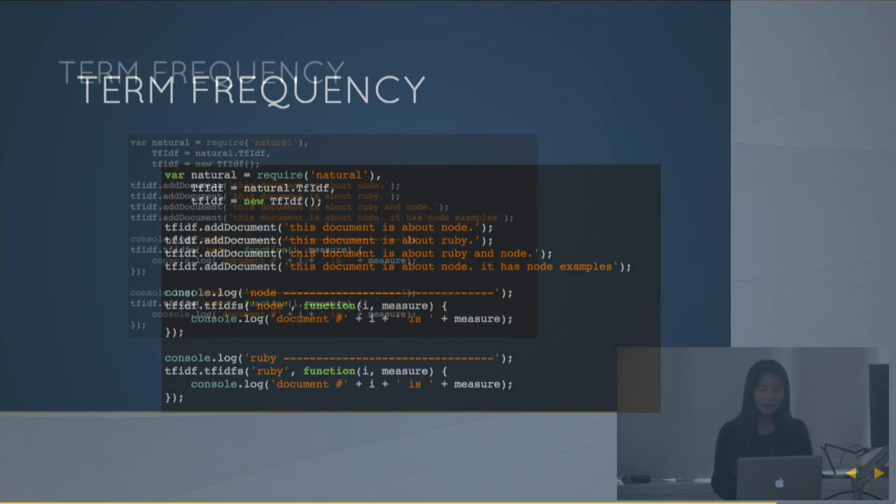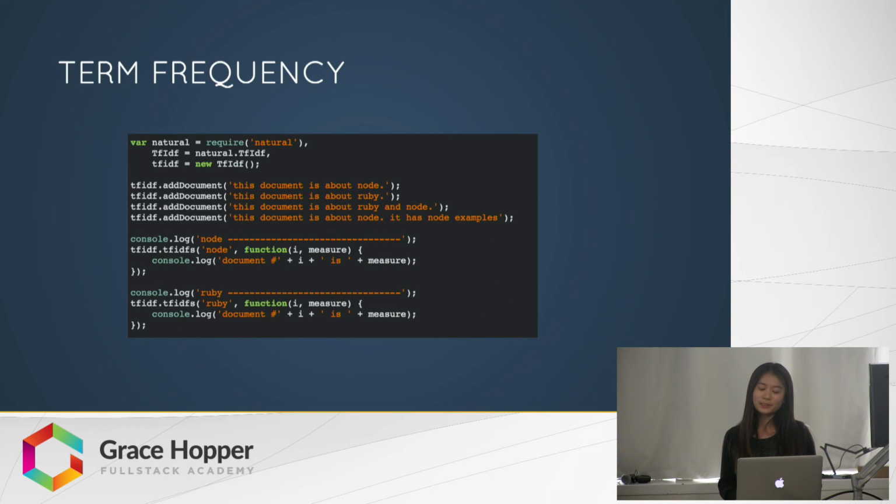Okay, the next thing is going to be term frequency, and this is where in a large body of text, we're going to find if a certain word is mentioned. In this example, I didn't do a large body of text, but you can see that I'm adding documents. I have 4 documents added in, and one of them says this document is about Node, this document is about Ruby. Then we can see the results of whether the word actually appears.